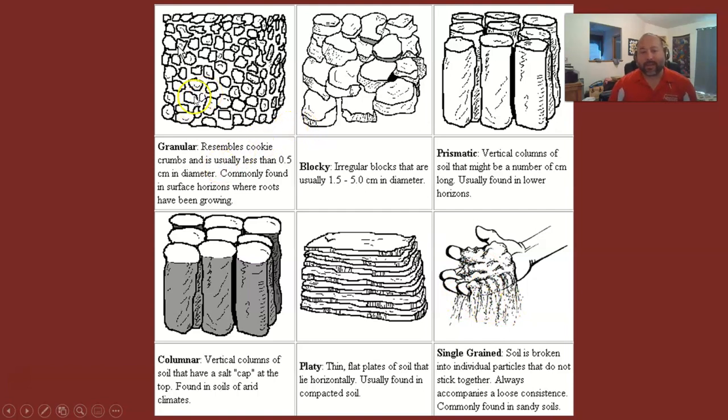And then when it binds together, it's going to bind together in different shapes. So we've got granular shape, which this says resembles cookie crumbs. So that's one way to think about it. You've got blocky, irregular blocks. You've got prismatic, so vertical columns of soil. You've got columnar, which are also vertical columns of soil, but that have a salt cap at the top. You've got the platy, which is similar to that basic structure of the clay. And then you've got single grained.